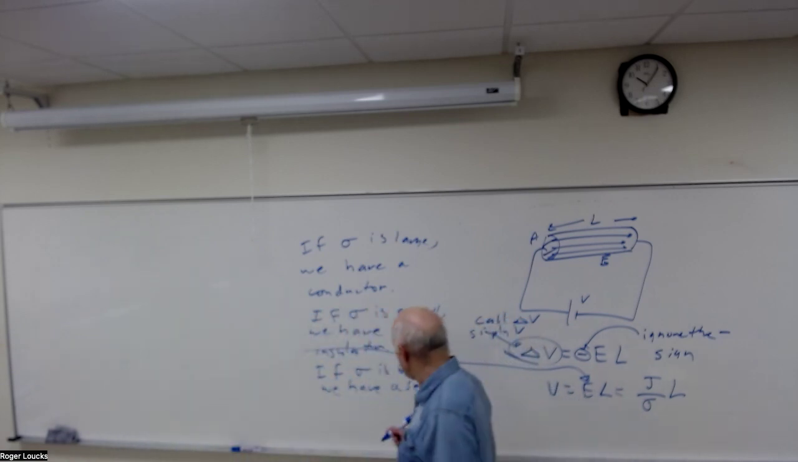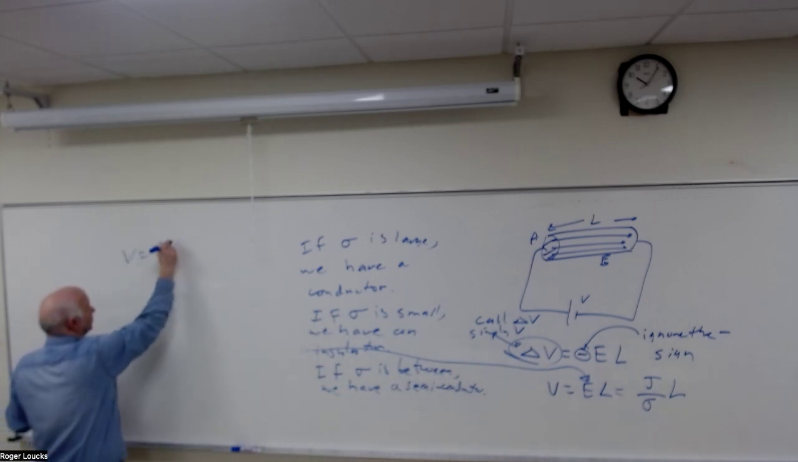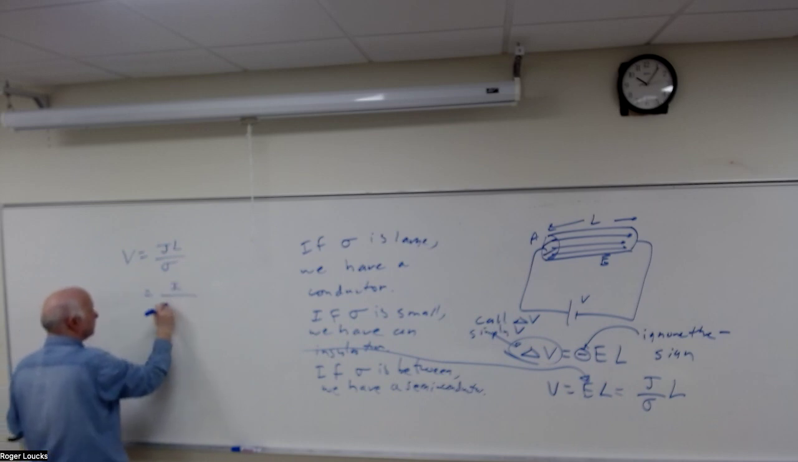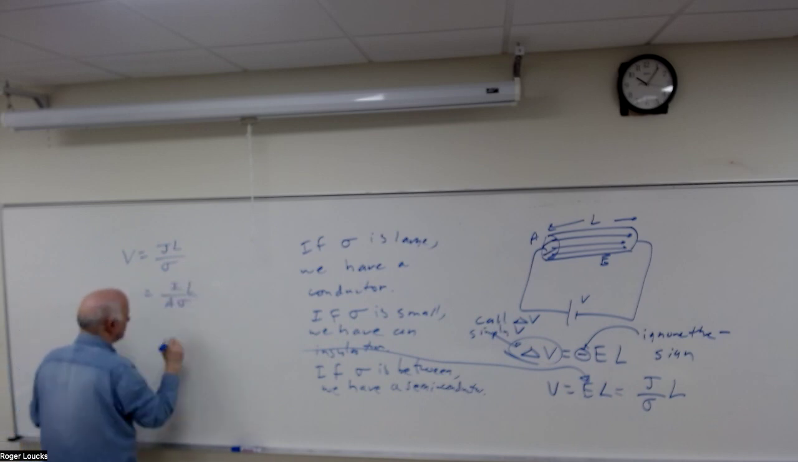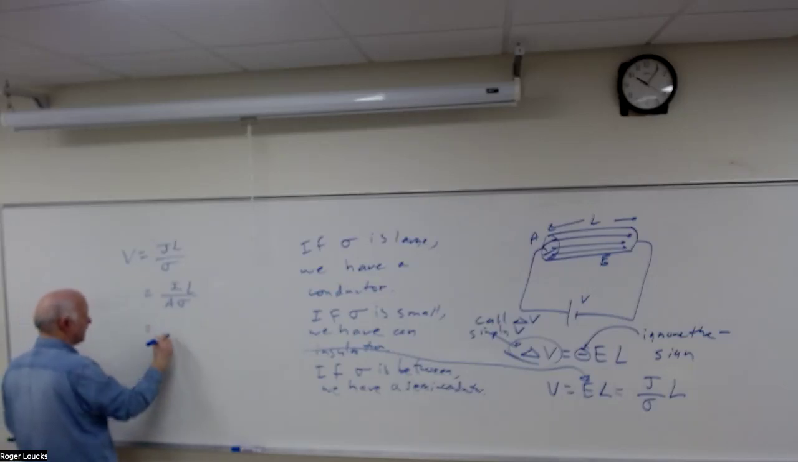Current over area. So I'll put my current over area here. I'll just copy this over here. I'll put my current over area here. That, and I'm going to rewrite this. I will rewrite this as L over A, 1 over sigma.